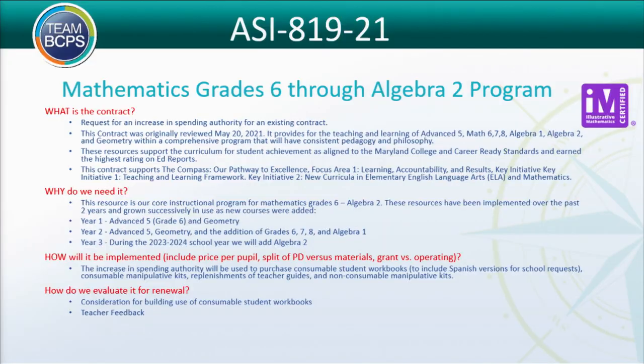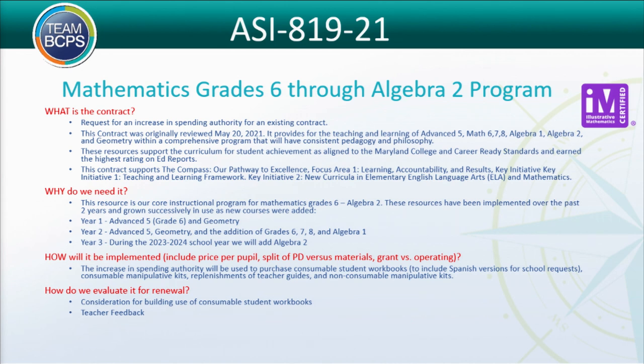So this contract, as you know, as part of our curricular audit for math that was done several years ago, we have completely overhauled the mathematics curriculum in BCPS. We're almost at the finish line, with Algebra 2 as our last push. We identified Illustrative Mathematics for advanced grade 5 through Algebra 2, so middle grades as well as Algebra 1, Geometry, and Algebra 2.